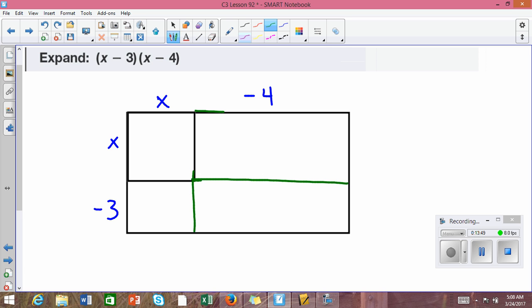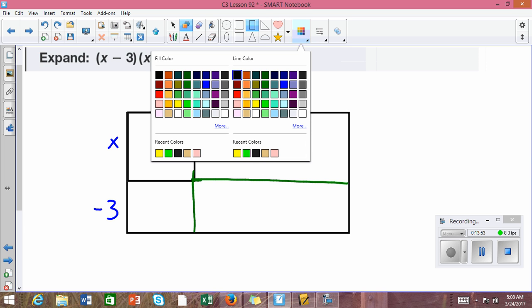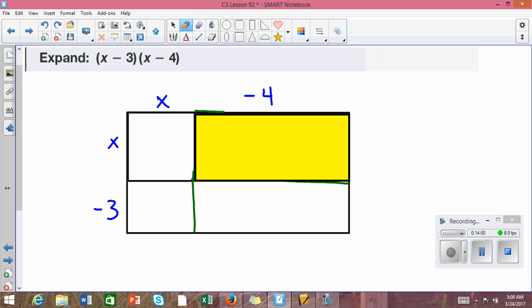Now we can find our areas. So I'm going to once again use rectangles to complete the areas. We'll use a yellow one over here. Okay, so you can see our rectangle right here. We need to find that area. Remember, it is a negative 4 by x. So if we take negative 4 and multiply it times x, what is our total area of this rectangle?